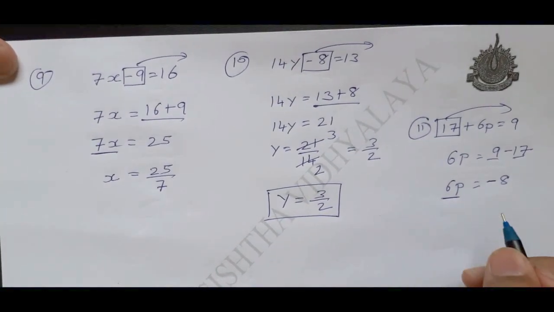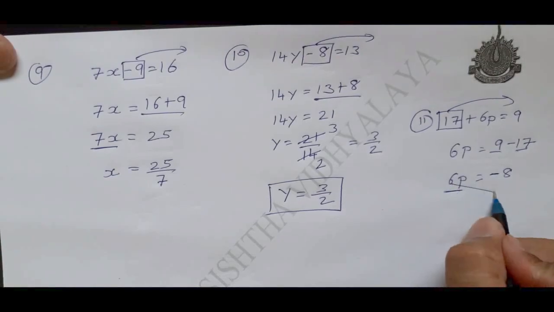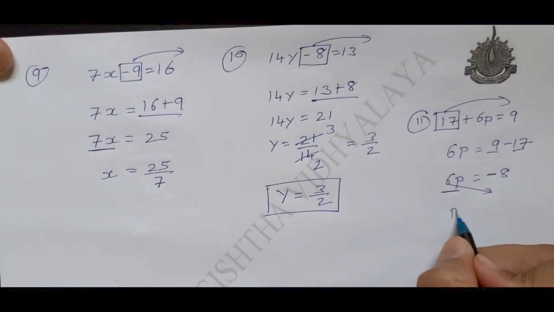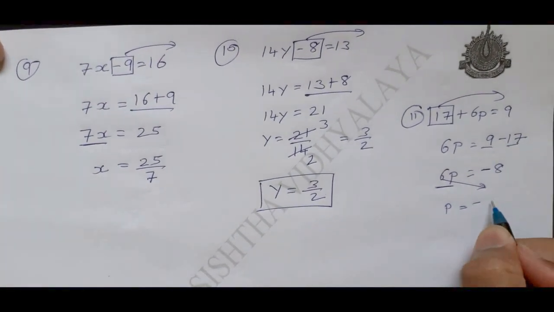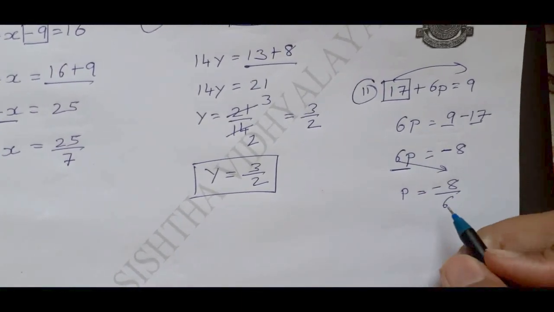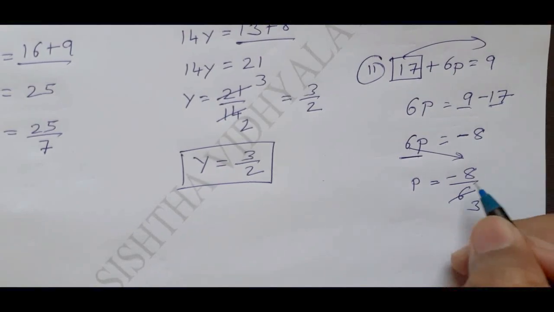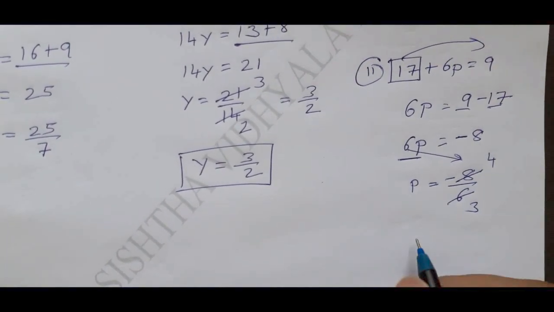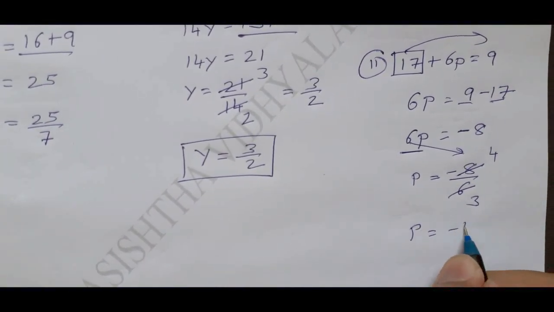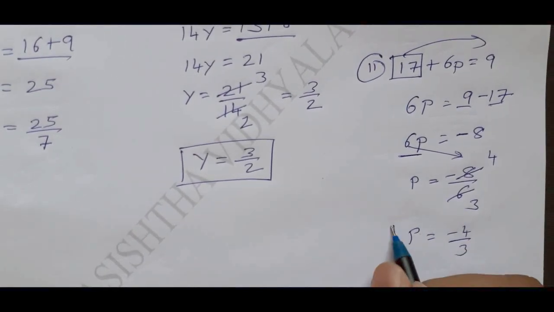Then 6 and p have a relation of multiplication. So we'll send this 6 to the denominator. So p is equal to minus 8 by 6. Now this 6 comes in the 2 table 3 times and 8 comes in the 2 table 4 times. So here we got the answer p is equal to minus 4 by 3.